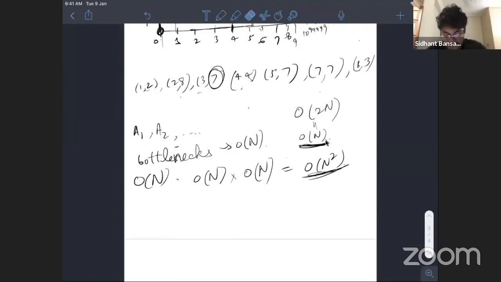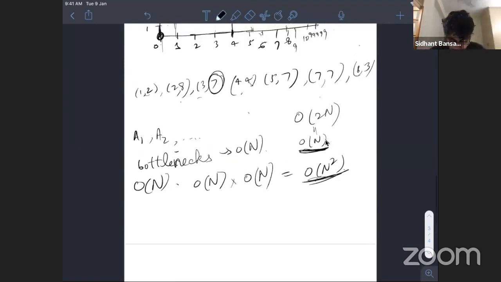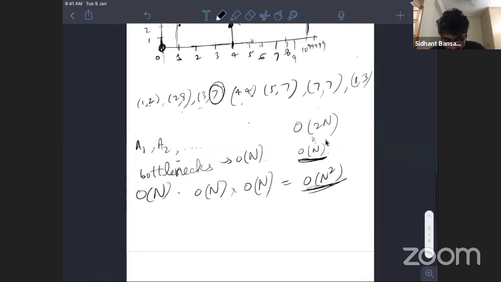N square. Okay, sure. So the number of bottlenecks that we had were n, right? Like we were trying each element as a bottleneck. We were trying 3,7 as a bottleneck. We were trying 4,4 as a bottleneck, and each guy. So the number of bottlenecks that we had were n. And for each bottleneck, it took us order n time to get the best rectangle for that bottleneck. So let's say our bottleneck is 4,4.